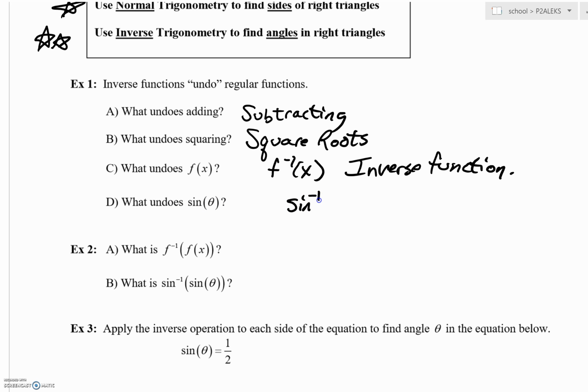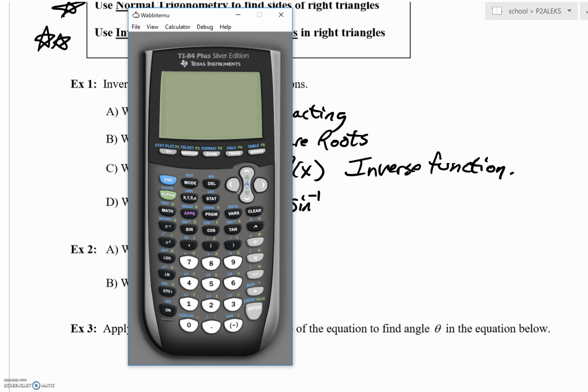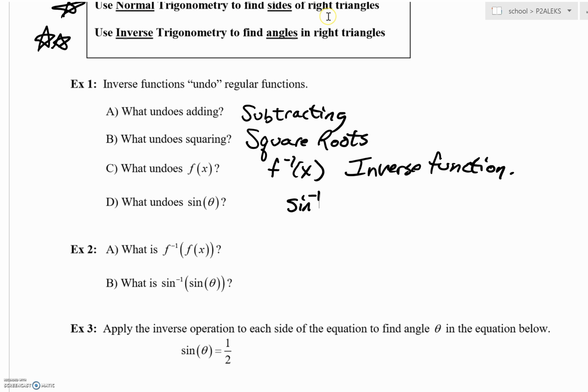The answer is inverse sine. Now look, on your calculator faceplate, you can see sine, cosine, and tangent. But if you look right above, you'll see sine -1, cosine -1, and tangent -1. Those are inverse trig functions.